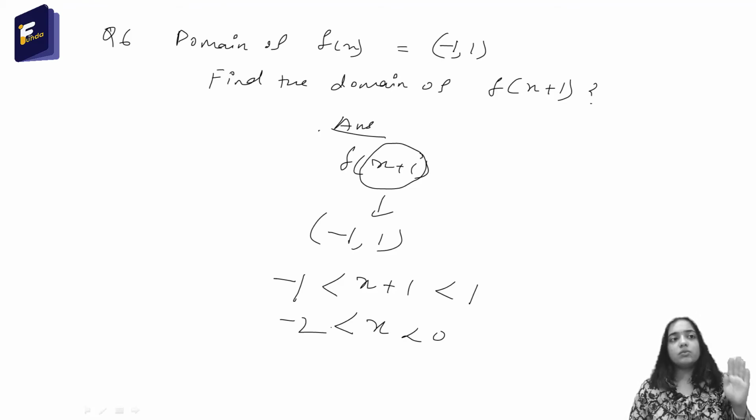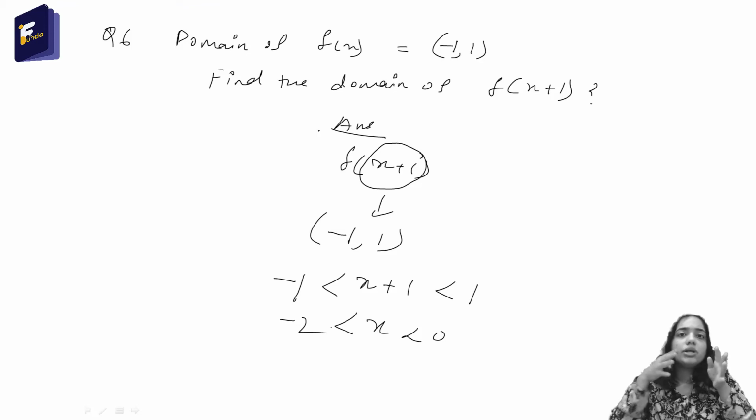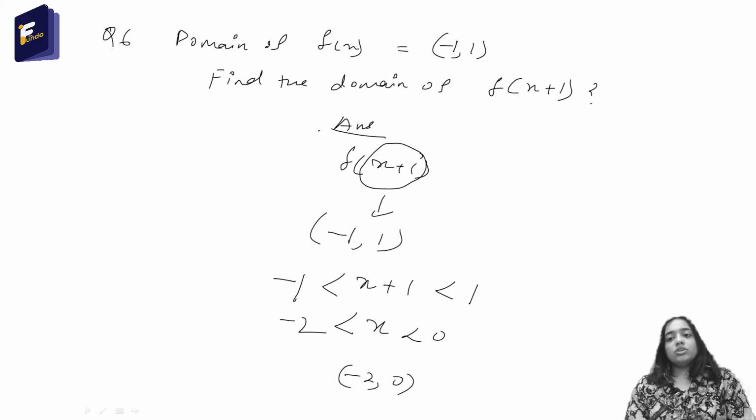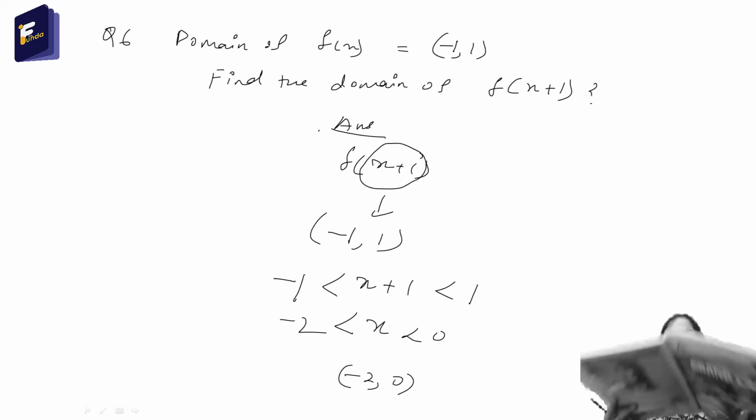Hope you could understand what I am telling, and don't be confused by this variable x plus 1, x plus 2, x plus 100. It is all very simple. It is just the input. There is no difference between x plus 1 and x. Both are variables that we are putting inside f. So it's very simple. So x should be from -2 to 0. So the domain of this function is the open interval (-2, 0). Okay. So let's move to our next question.